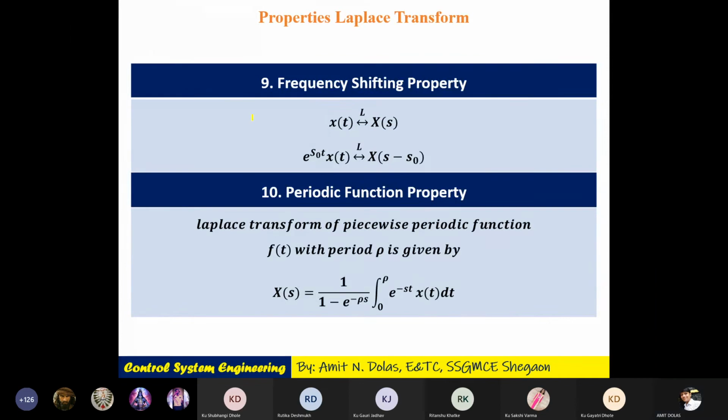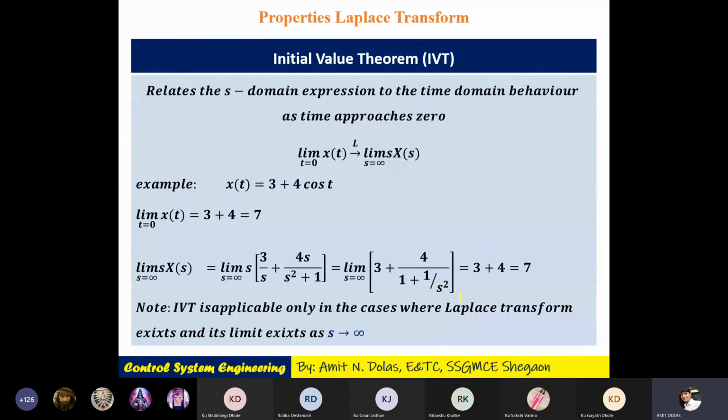Frequency shifting: x of t has the transform x of s. For a frequency shift, e raised to power s0 t into x of t, we may write x of s minus s0. And there is the periodic function, which is rarely used. The Laplace transformation of a piecewise periodic function f of t with period p is given by x of s equal to 1 over 1 minus e raised to power minus ps, times the integral from 0 to p of e raised to power minus st into x of t dt. So these are all properties.